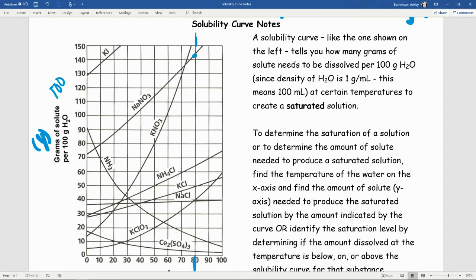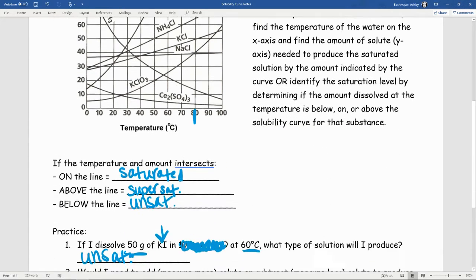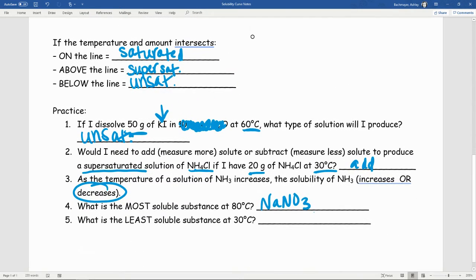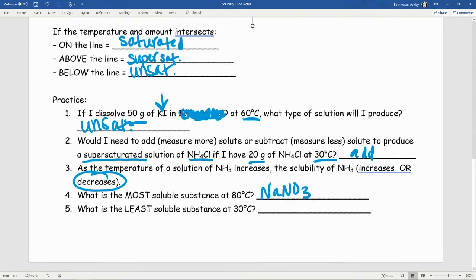So the very first line that we cross is this one right here, which is NaNO3. So therefore, at 80 degrees Celsius, because you have to go based off what you can actually see on the graph, NaNO3 is going to be the most soluble substance.